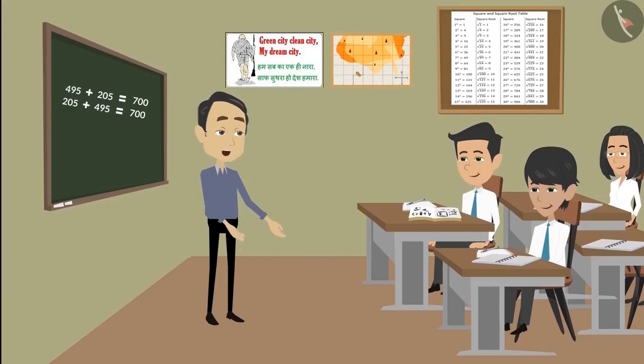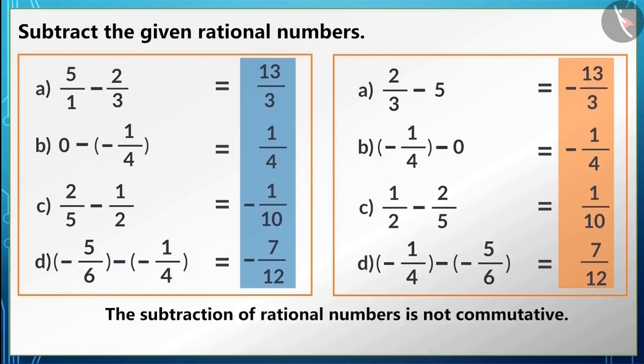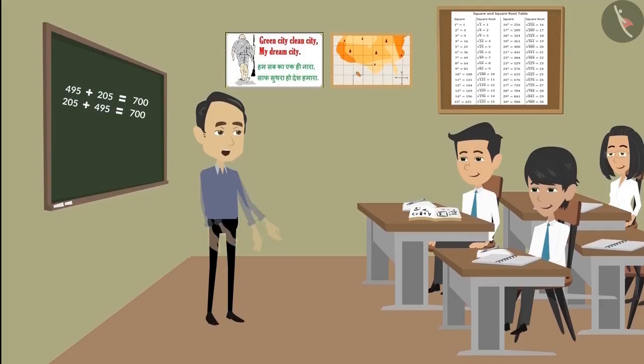We can see here that changing the order of numbers in subtraction changes our answer, because subtraction of rational numbers is not commutative. That is why we can say that for any two rational numbers, a and b, a minus b is not equal to b minus a. Let's go ahead and discuss the next operation, multiplication.